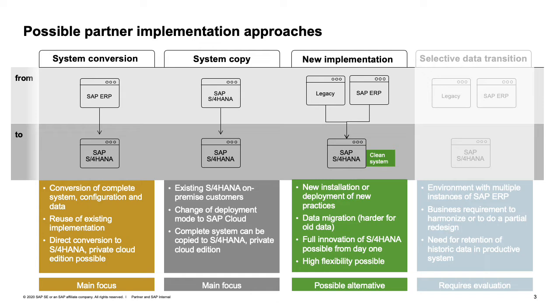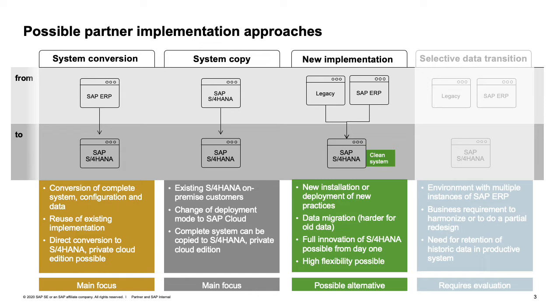The second is the system copy approach, and it is relevant for customers that are already using S4HANA on-premise and would now like to move their system to the SAP Cloud offering. This option offers the possibility to copy the system in a complete way into the Private Edition. These first two options are the main focus and part of the reason why SAP introduced the Private Edition, but we also have other possible approaches. So let's have a look.